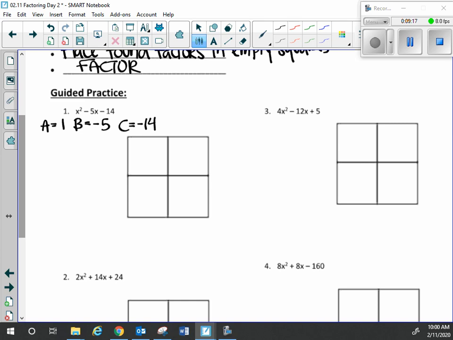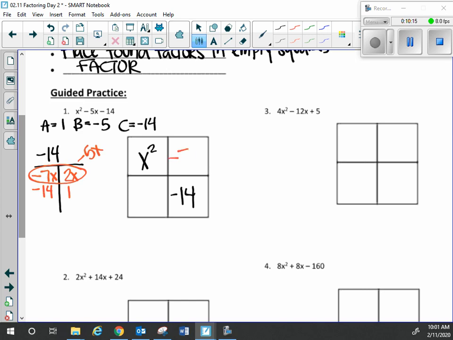So, first term, first box. What's my first term? X squared. Last term, last box. Very good. Okay. Now, what's A times C? Negative 14. And we need factors of negative 14 that have a sum of negative 5. Good. So since it's negative, one of them's negative and one of them's positive. And since the sum is negative, it means the larger value is the negative value. So -7 and +2 are what we're going to choose. So we're going to put those in those empty boxes.